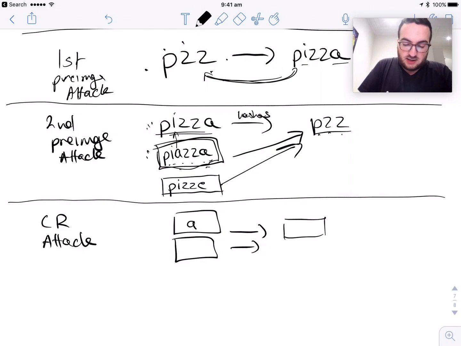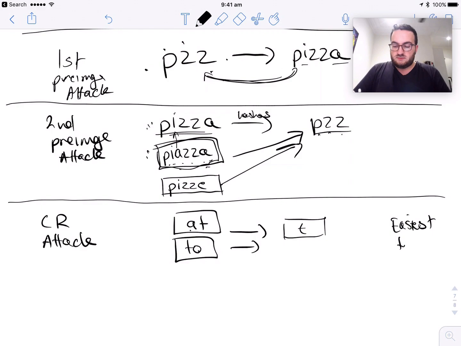Look at the word "at". I bought my phone at the store, and I'm going to the zoo. When we remove the vowels from these words, they both end up as T. So right away, we found a hash collision. And I think this is quite an easy one. This one is actually the easiest to do.